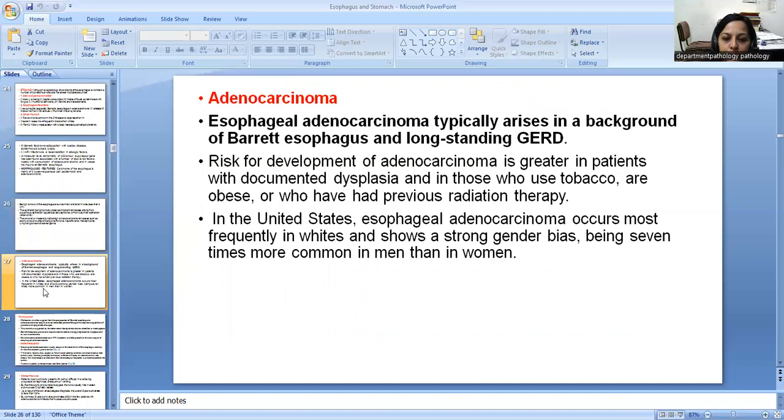Now the adenocarcinoma. Esophageal adenocarcinoma typically arises in a background of Barrett's esophagus and long-standing GERD. Risk of development of adenocarcinoma is greater in patients with documented dysplasia and in those who use tobacco, are obese, or who have had previous radiation therapy. In the United States, esophageal adenocarcinoma occurs most frequently in whites and shows a strong gender bias, being 7 times more common in men than in women.